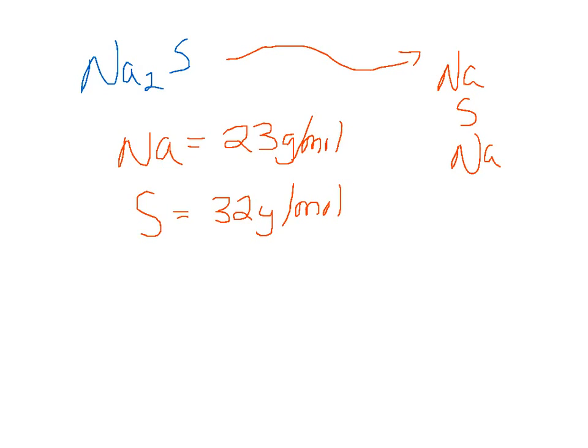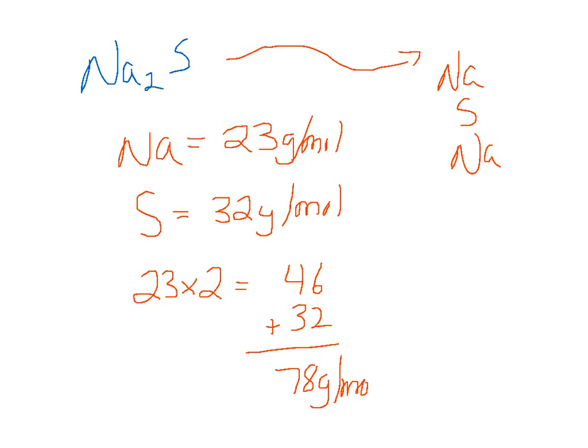So the easiest way to do that is, again, I'm going to find a total, but I'm going to do 23 times 2, because I have 2 sodium, which equals 46, and then plus 32. So the molar mass of sodium sulfide is going to equal 78 grams per mole. Now, of course, you could also get that by doing 23 plus 23 plus 32, which again would equal 78. Either way is acceptable. You just have to find the way you like to solve the problem and go from there.